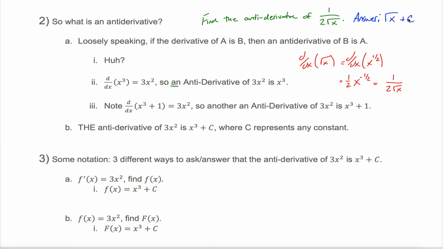What you'll see is this c is kind of annoying. You're often going to forget to write it as your answer, and it's not going to be a big deal. But I'm always going to put it in my answer.